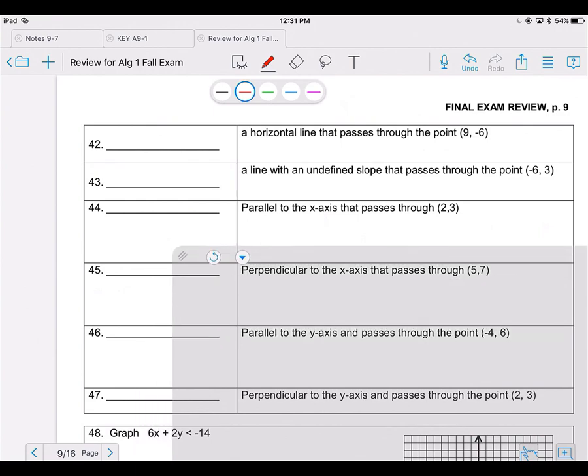Problem 42 asks us to write the equation of a horizontal line that passes through the point (9, -6). A horizontal line is a special case that would make it a HOI. HOI has the letter y in it, so it needs to be y equals the y point of my point. An undefined slope would be a VUX, so another special case. This means it only has one letter, and x equals the x point of your point.